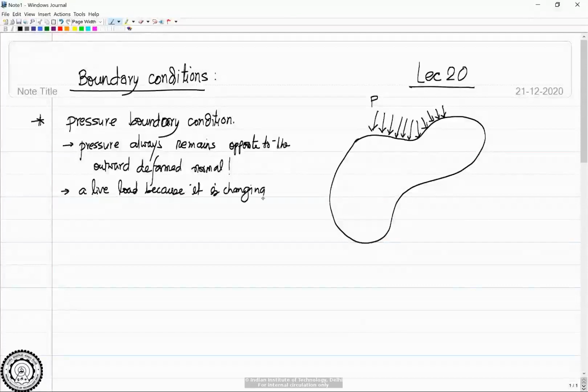And if you have a load which is acting such that it does not depend on configuration of the body, then we say it is a dead load. So these are terminology in fluid mechanics. Okay, so I'll just say there is something called dead load also.